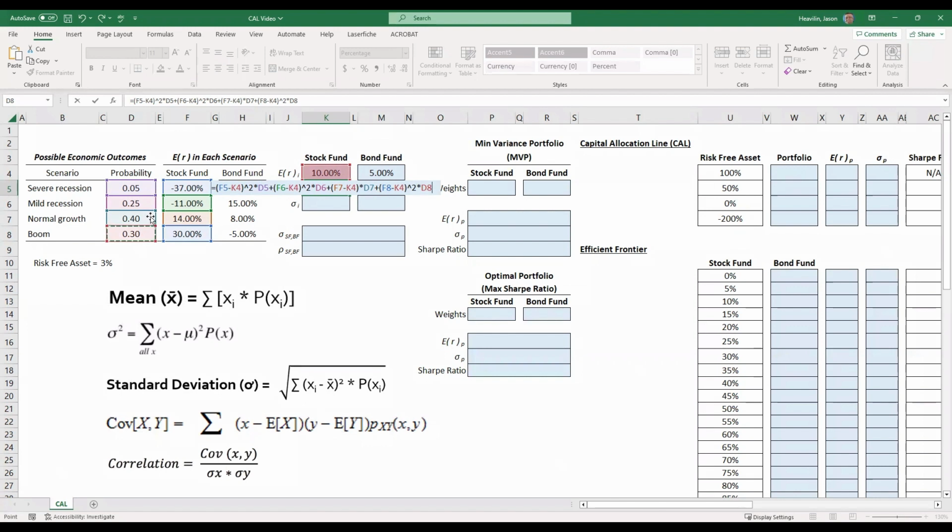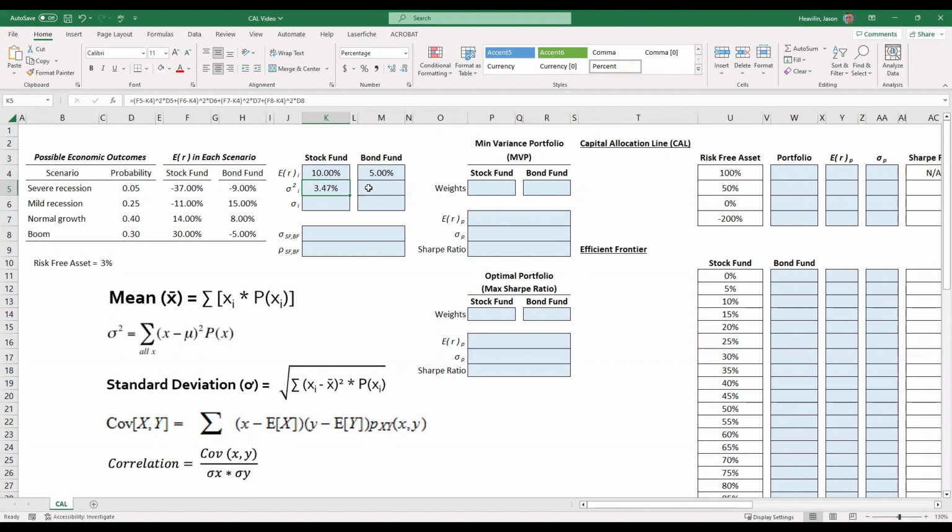Here we go. So all these are properly multiplied and added together. Let's double check. We are missing one square here. Okay, so your variance for the stock fund is 3.47%. That's the expected variance. And then we do the same thing for the bond fund.